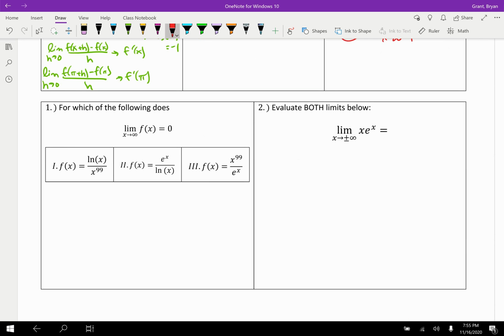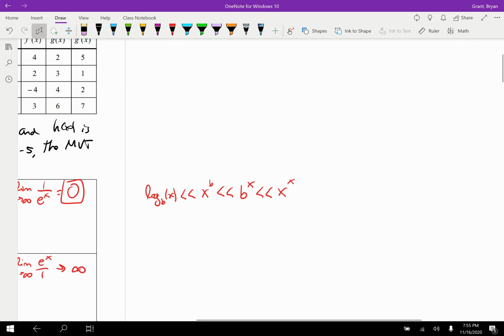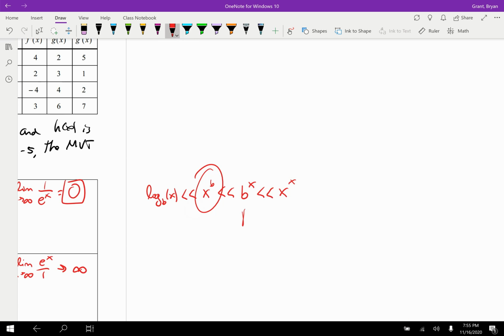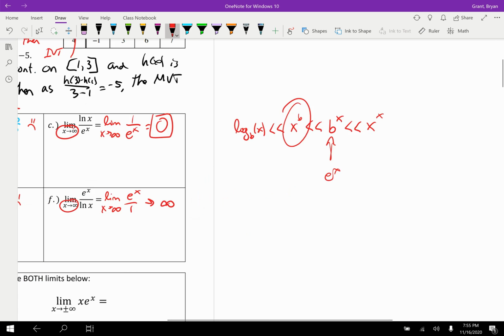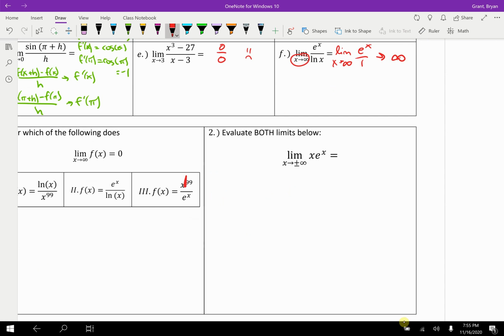Just a reminder, if you wanted to see what equals 0, this one does equal 0. More dominant, 1 over infinity is 0. This next one does not equal 0. We already did this one, right? More dominant, infinity over 1 is infinity. The last one, x to the 99th and e to the x, even though this has a huge power, that still falls under this guy, which is less dominant than this guy, which is an example, e to the x. So this is 1 over infinity, which is 0.